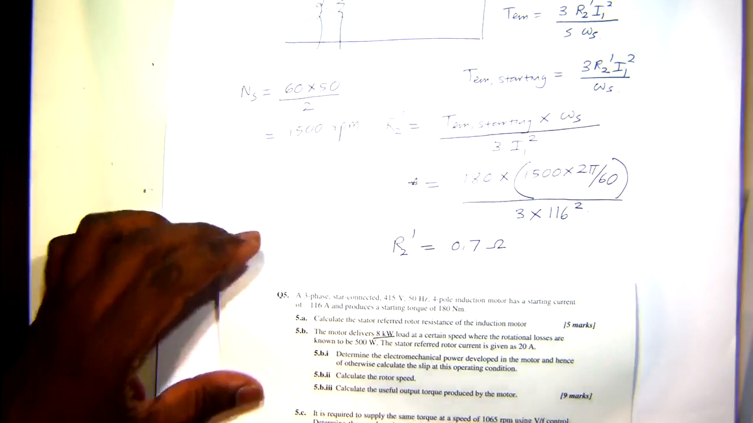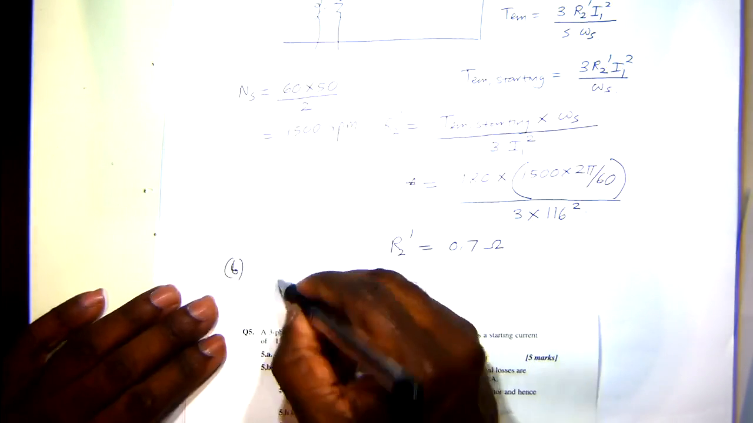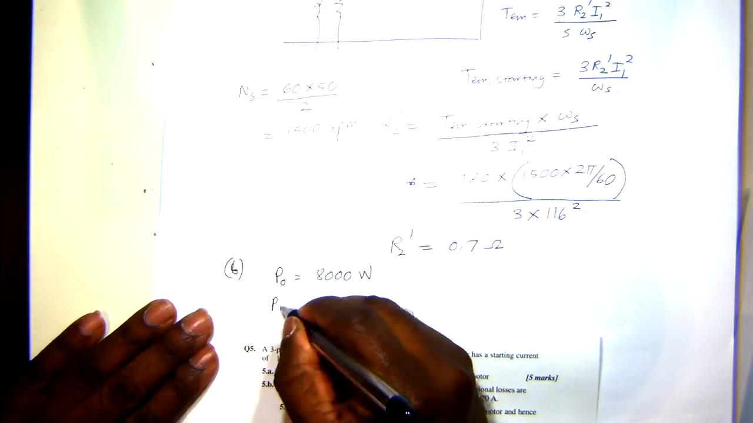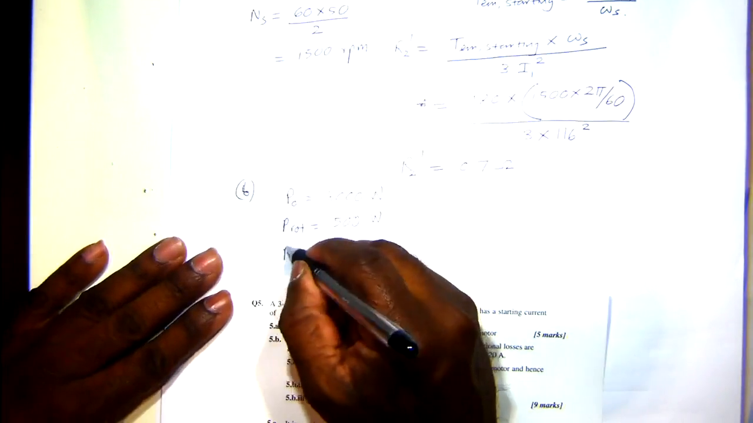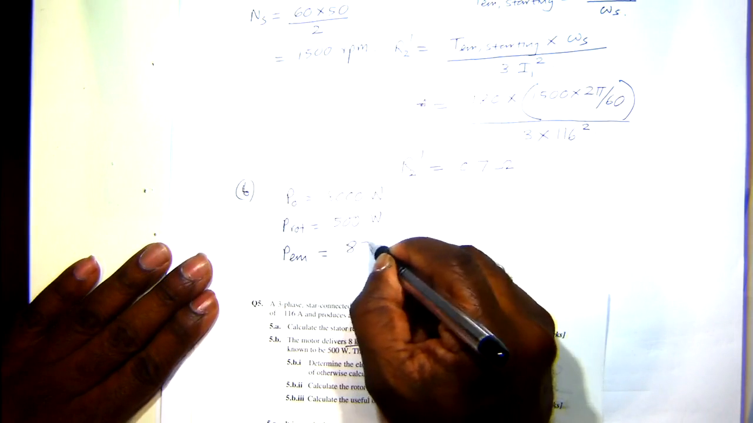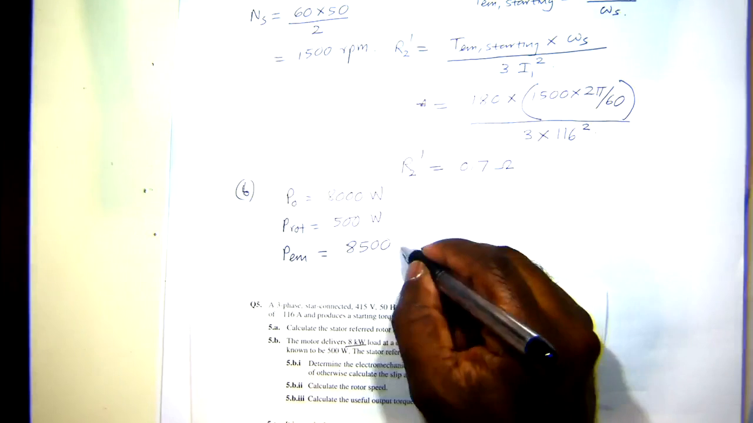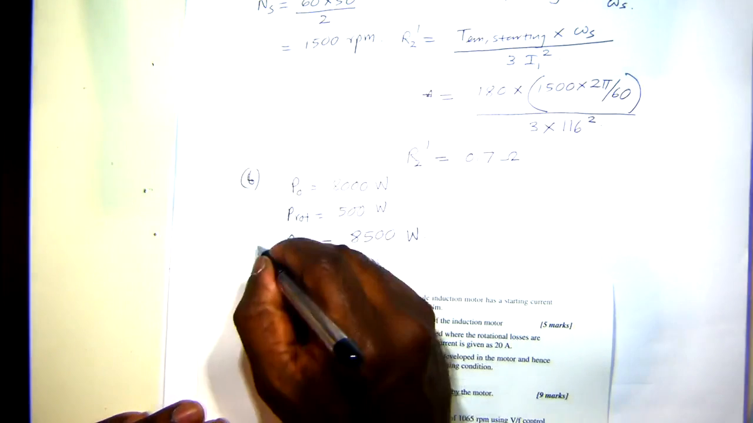You are given a certain operating point, and it's producing an output power of 8 kilowatt, and that's the P out. So for part B, P out is given as 8 kilowatt, so that's 8000 watt, and the rotational losses are given as 500 watt. So the total electromechanical power developed by the motor is 8500. That's the output power plus the losses. It has to produce this amount of electromechanical power. So this is for part 1.